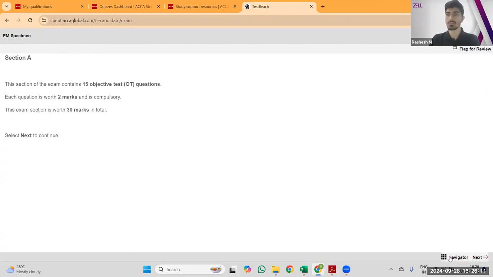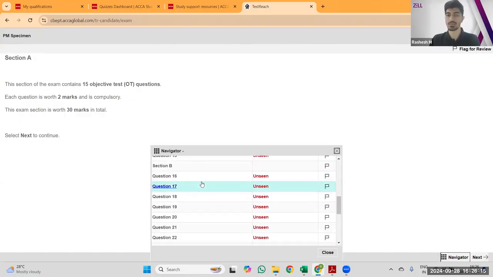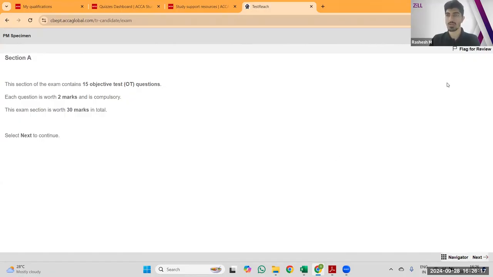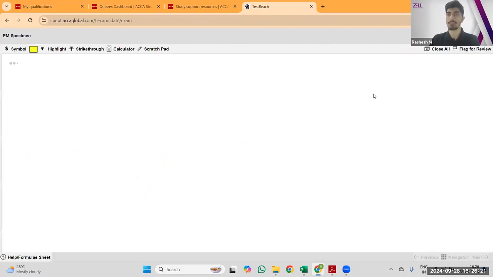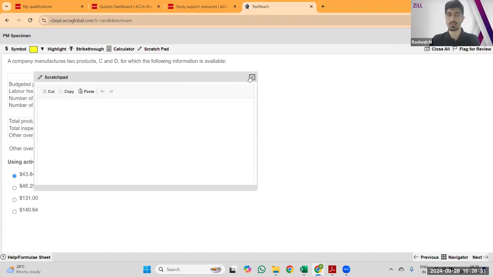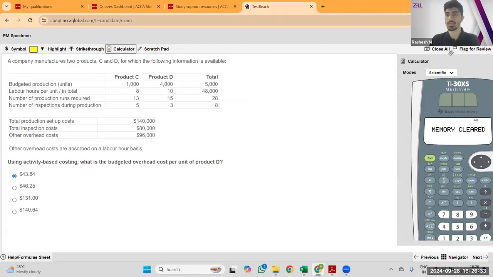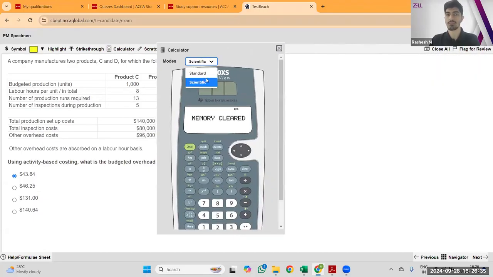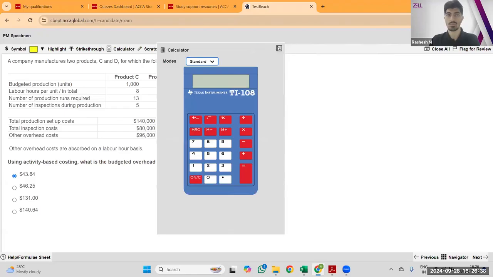So it's a very simple interface that they've given you. There's a navigator across all the questions. This, for example, is a section A question, your MCQs. In fact, it's ABC, we can solve it right now. And there are a lot of things that they give you. They give you a scratch pad. They give you a calculator. The calculator can be both scientific or standard.